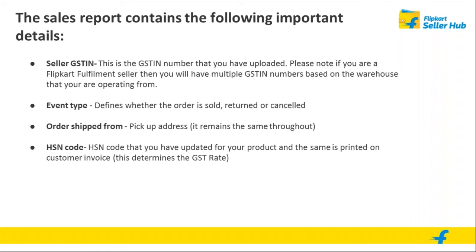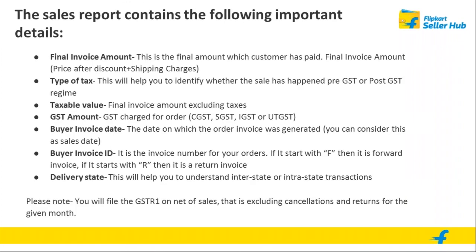The sales reports will contain the below mentioned details. First will be the seller GSTIN, that will be your GSTIN number, and then we have the event type, which is going to define the number of orders that are sold, returned or cancelled. We have orders shipped from, so from which address the orders are getting shipped, and we'll have the respective HSN codes. You can again filter by the HSN code and see how many products have been sold by that code and things like that.